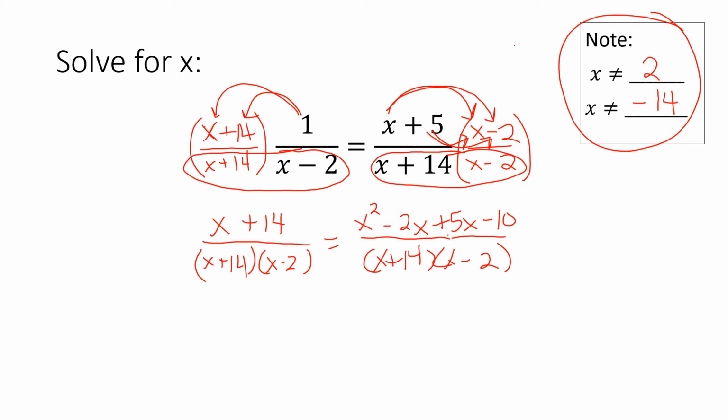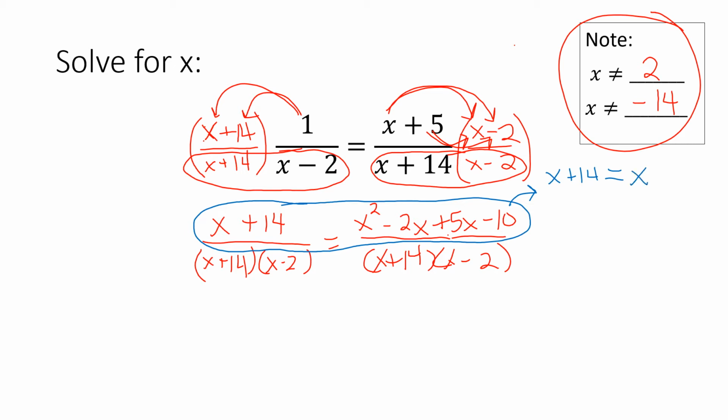Now, we've got a common denominator on both sides, and if the bottoms are equal, then that means the tops have to be equal as well. So really, I'm just going to take this equation on top, and I'm going to solve for x. So let me just jot that down here. We've got x plus 14 equals x squared. Let me go ahead and combine these two right here. x squared plus 3x minus 10.